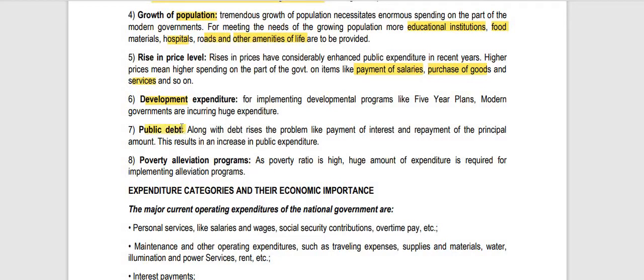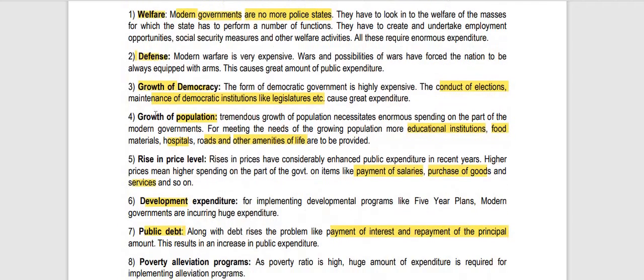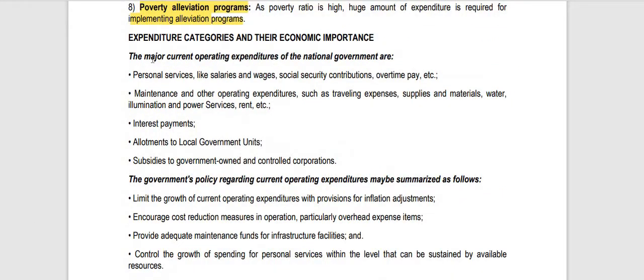Bayad sa utang is also one of the reasons why we need to increase our public expenditures, for us to pay the interest and the principal. And basically, one of the major causes as well is the poverty alleviation programs. We need to implement alleviation programs in order to make the life of the Filipinos easier, convenient, accessible, and way better than before.